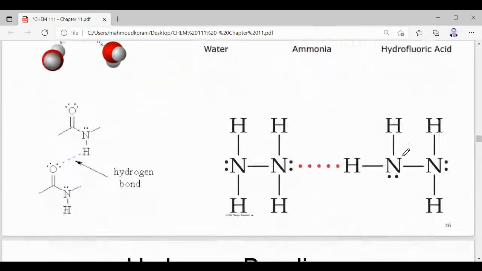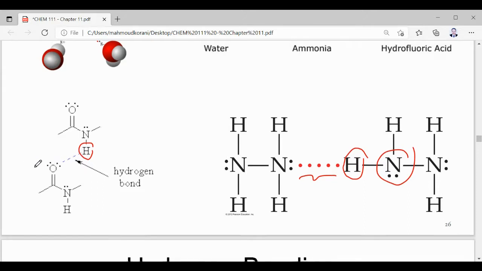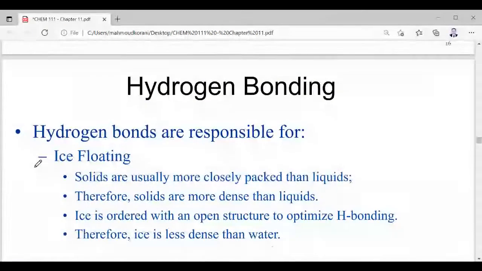Hydrogen fluoride also forms hydrogen bonding, and this kind of hydrogen bonding is between nitrogen and hydrogen. This hydrogen is bonded in the first place to an electronegative atom, here nitrogen. Also in this one, it's a hydrogen bond between a hydrogen attached to nitrogen, which is electronegative, and is attracted to a more electronegative atom, which is oxygen in that one. Hydrogen bonding, as I mentioned, is responsible for some anomalous behavior of water.